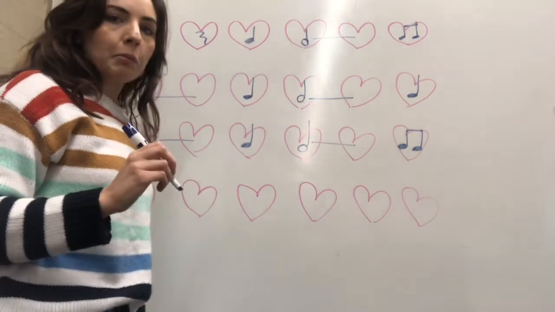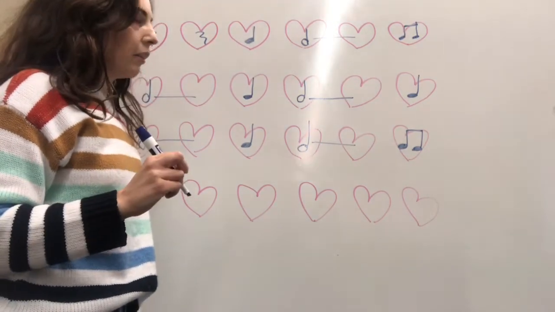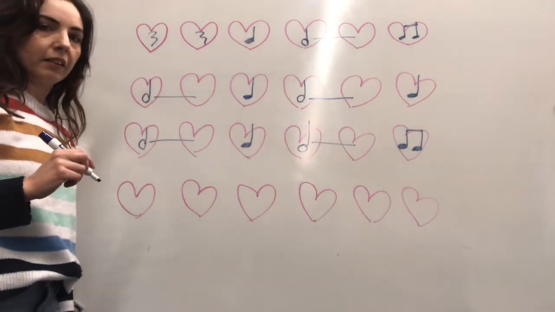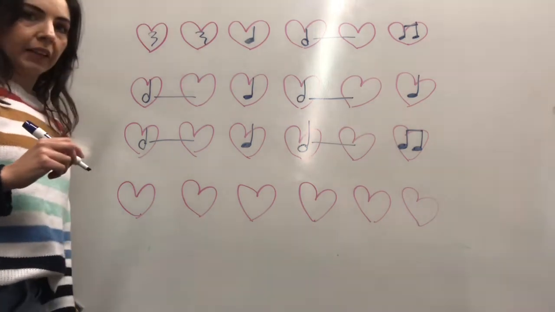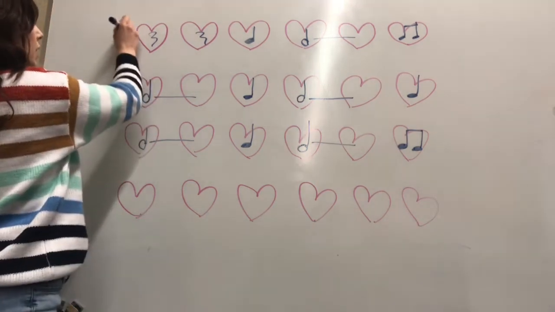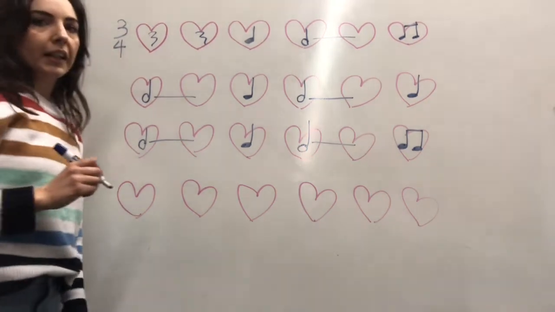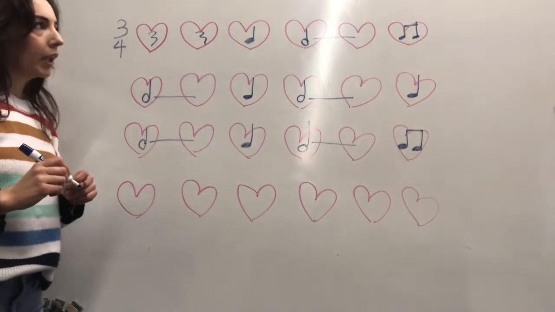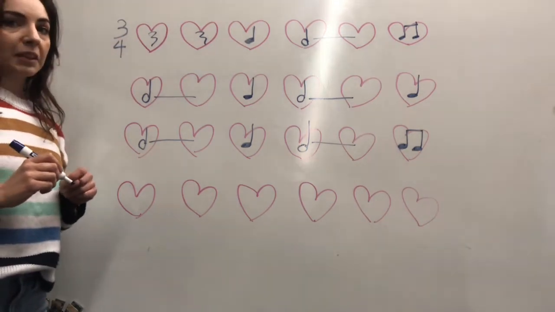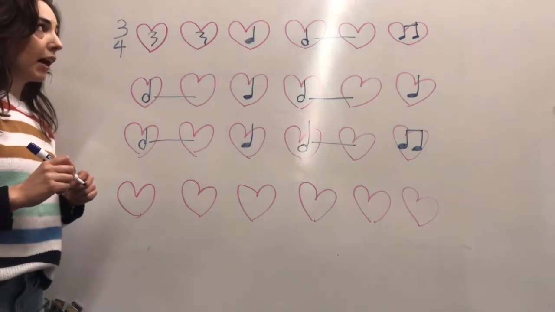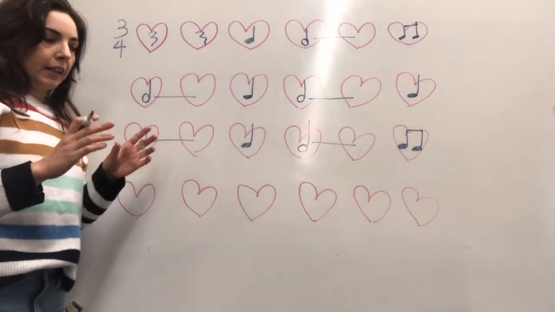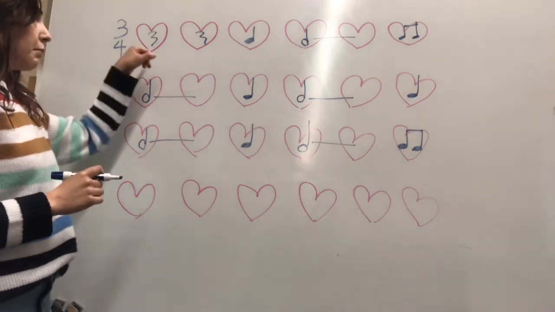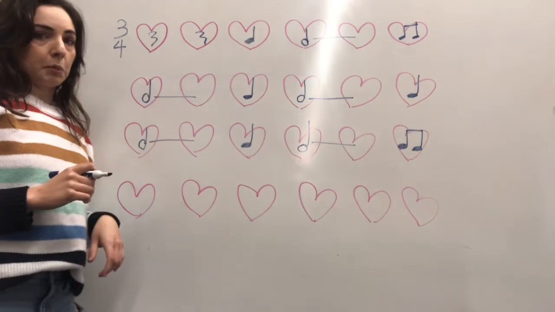So I'm going to stop right there and let's talk about the time signature that Amazing Grace is written in. Amazing Grace is in 3/4 time. That means that there are 3 beats per measure. So when we have 3 beats per measure, that means we're going to divide the song into chunks of 3 beats. So that means we're going to have 3 of these little hearts in each measure.